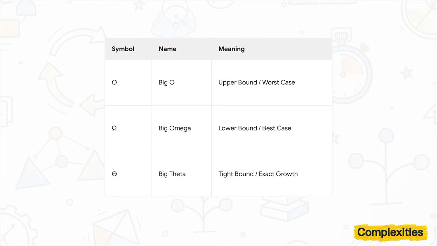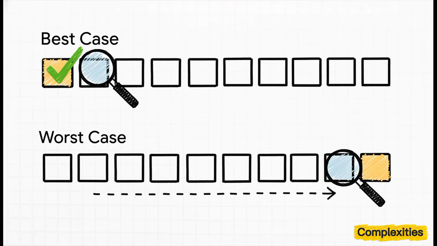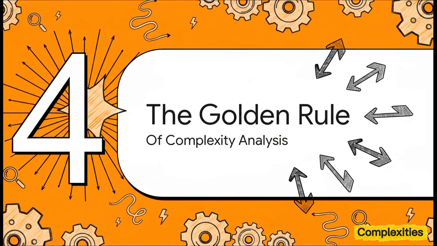A simple linear search is the perfect way to see this in action. I mean, what's the absolute best thing that can happen? You get lucky. The item you're searching for is the very first one you check. That's a best case of omega of 1. And the worst case, of course, is the very last item in the list, forcing you to check all n items. That's a worst case of big O of n.